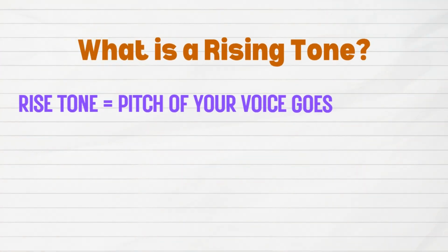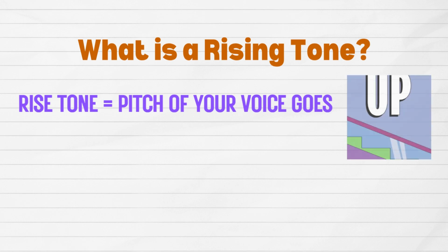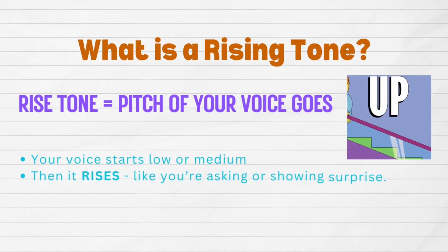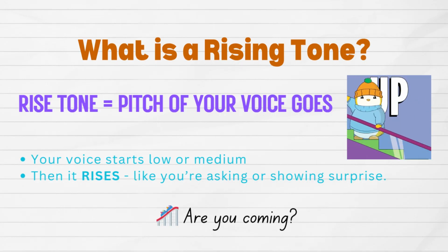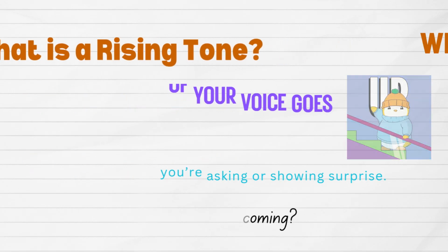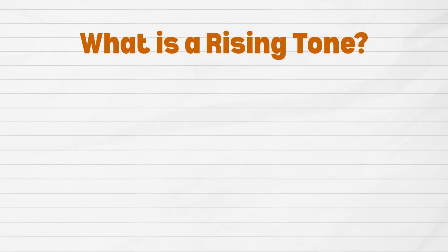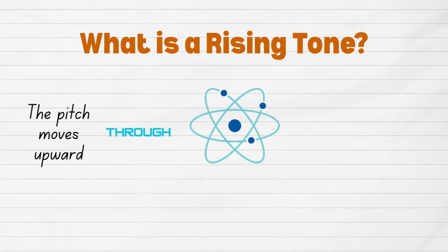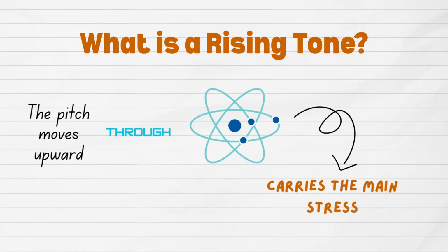A rising tone simply means that your voice goes up at the end of a phrase. You start at a low or medium pitch and then your voice rises like this. Are you coming? See how my voice goes up at the end? That's a rise. According to the author J.C. Wells, this happens when the pitch moves upward through the nucleus, which is the most important syllable in the sentence, the one that carries the main stress.